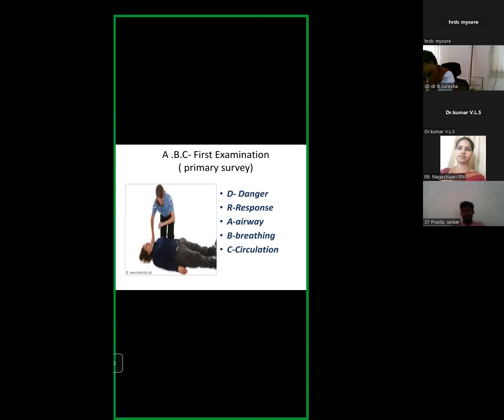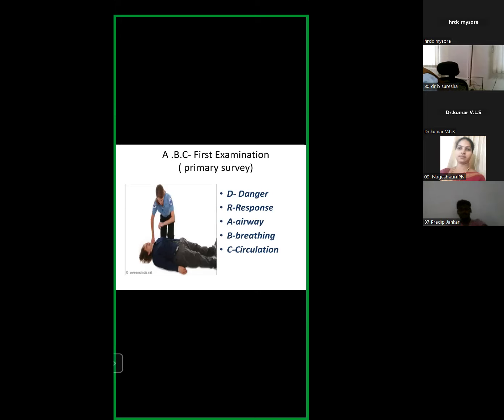So feel the carotid pulsation and feel it for 10 seconds. If the person is not responding to carotid pulsation, immediately we have to provide CPR. CPR means compressing the chest wall so that the heart pumps the blood to the vital organs of the body, including the brain.